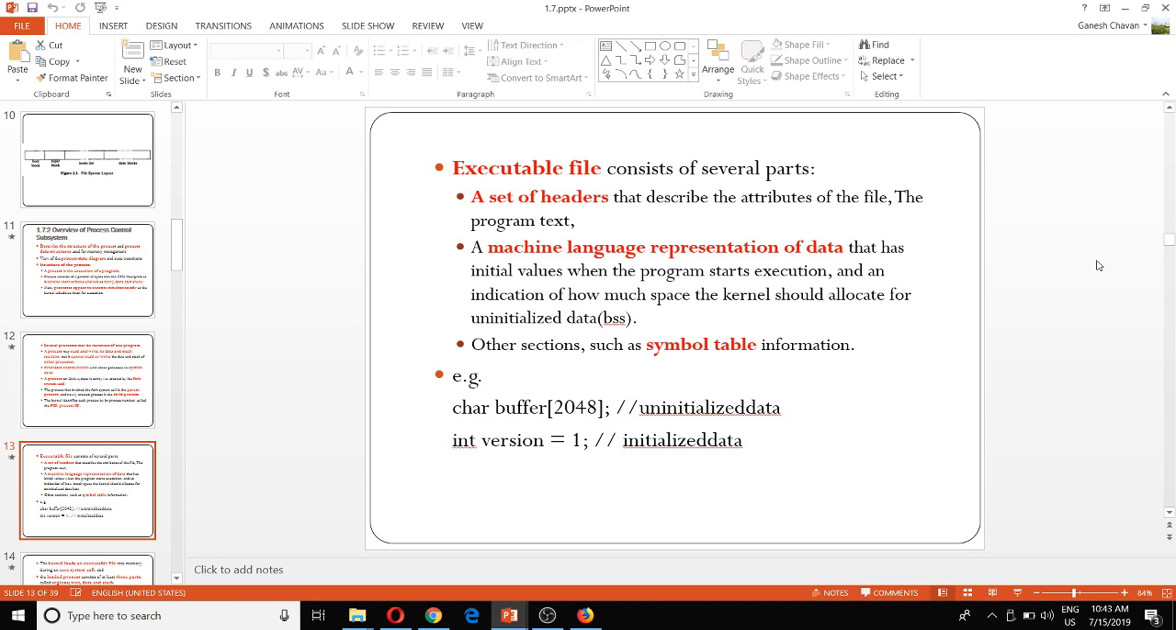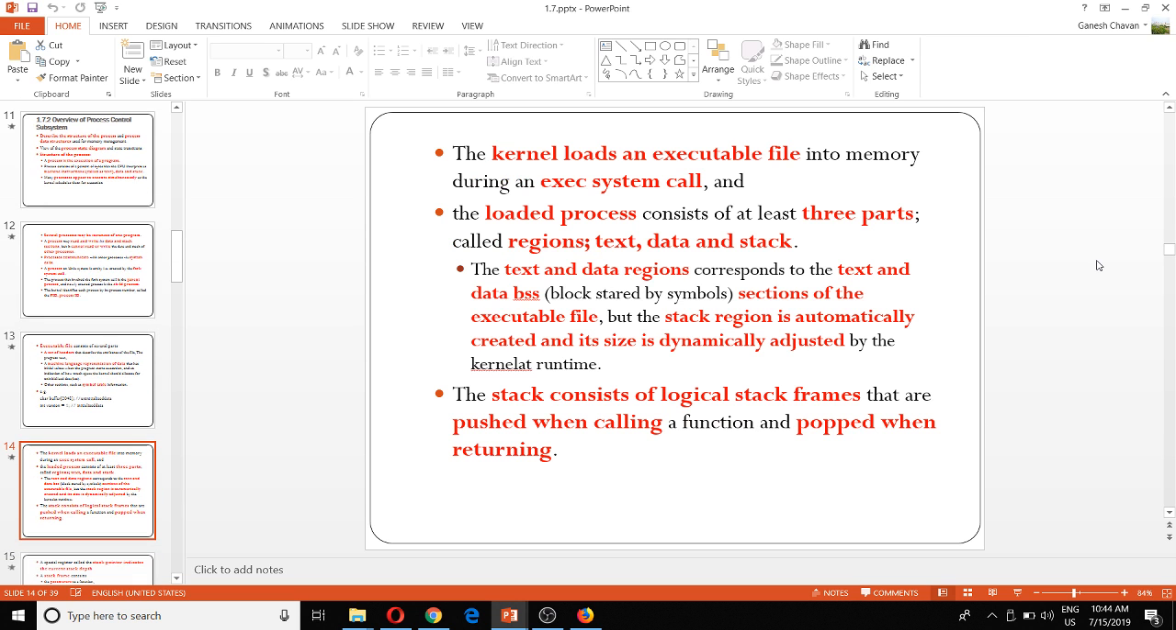The kernel identifies each process by its process number, called the PID or process ID. An executable file consists of several parts: a set of headers that describe the attributes of the file, the program text, a machine language representation of data that has initial values when the program starts execution, and an indication of how much space the kernel should allocate for uninitialized data, BSS. Other sections include symbol table information.